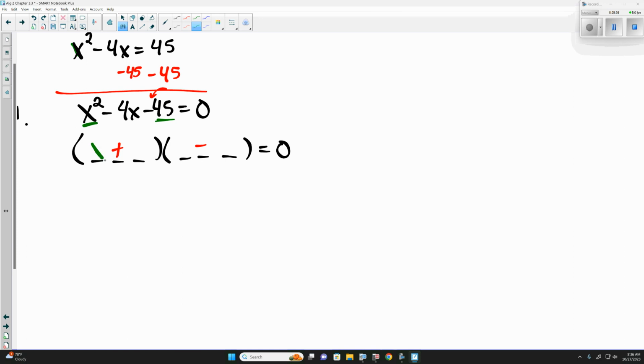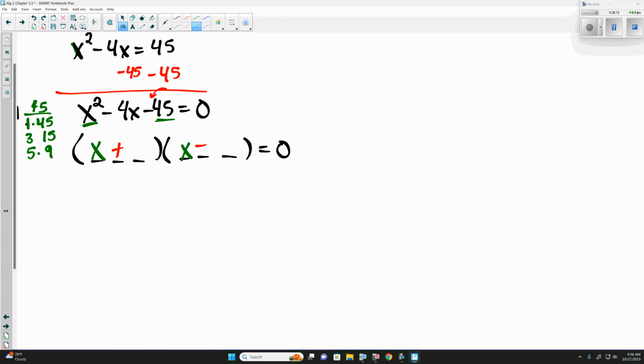Now, since we do have x squared as the first term, its only factors are x and x. We can plug those in. 45, on the other hand, has a few. 1 and 45. 3 and 15. 4 doesn't work, but 5 does. 5 and 9. 6 doesn't work, 7 doesn't work, and we're out. Well, 6 doesn't work because 2 and 3 have to work for 6 to work. So we have these here.